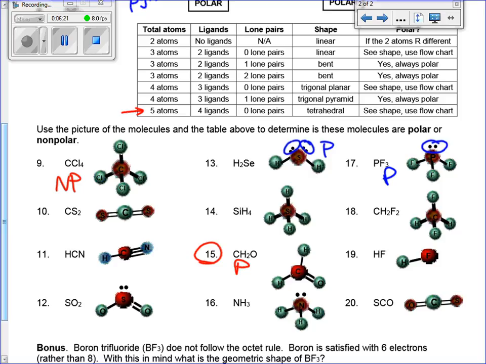So that's the basic gist of how to do this one. You're going to now finish this one up for next class. Okay? So let's go ahead and move on to the intermolecular forces.